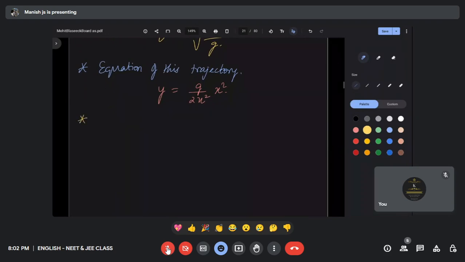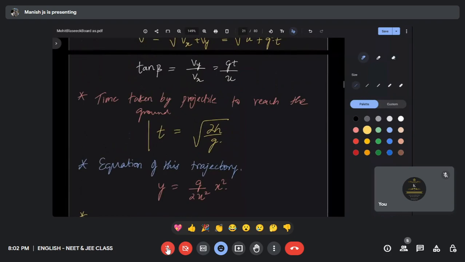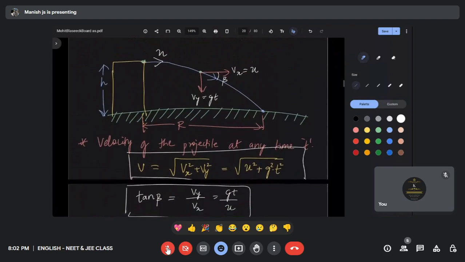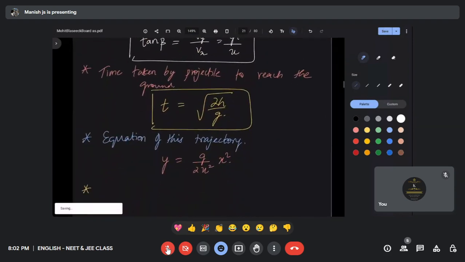So velocity I have already given. These are the basic aspects that you will have to know. So the ones I'll box here. All these formulas are necessary for a projectile that is projected from a certain height h. Okay, so with that we'll move on.